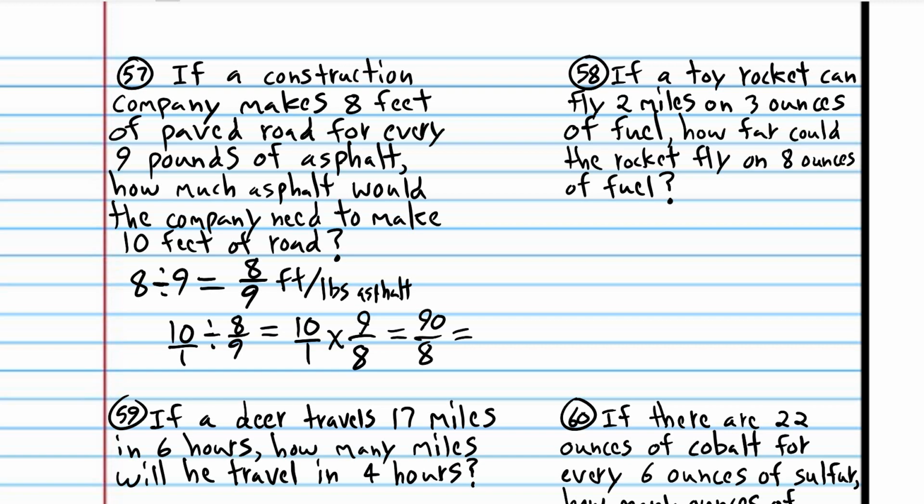All right, so 90 over 8. How do we change this to a mixed number? So you figure out how many times 8 goes into 90. It goes 11 times, because 8 times 11 is 88. So 11 is your whole number. And 8 times 11 is 88. You subtract 88 from 90, and you get 2. That's our remainder. And then you just rewrite the denominator.